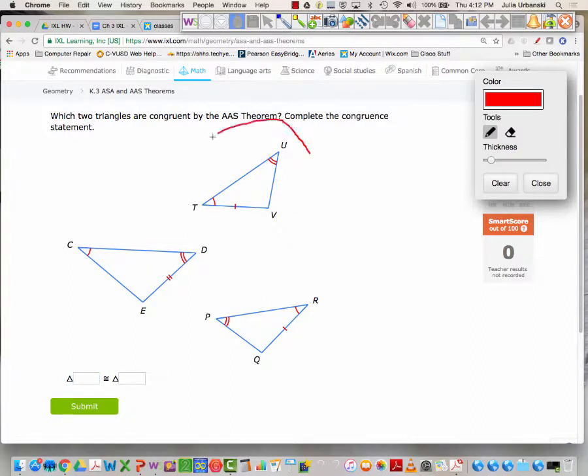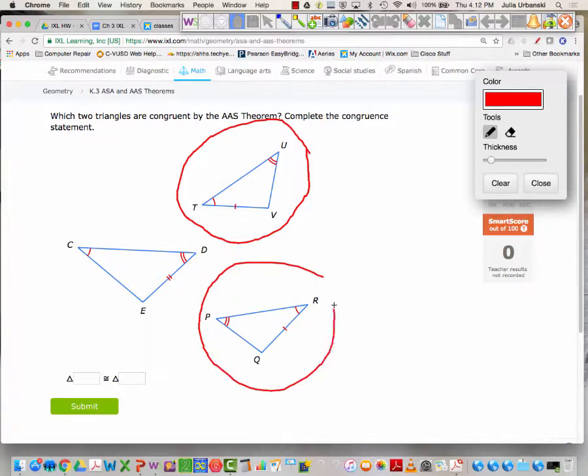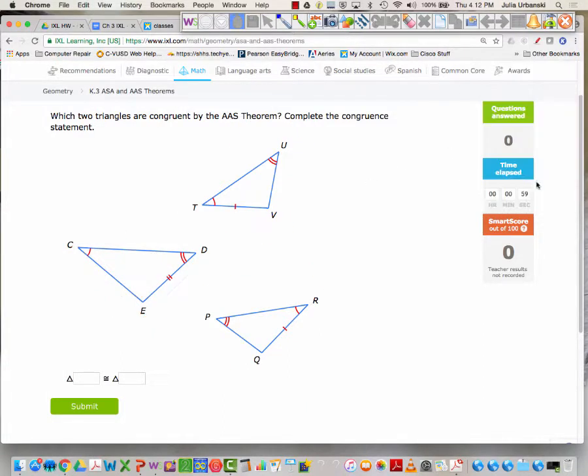So I'm going to be looking at this triangle and this triangle. These are the ones that are congruent to each other. This one doesn't match either of them. Okay, so when I'm looking at this, the angle matches this angle, and then this side matches this side, and that makes, up here it goes, angle, side. So to be able to write it out, you have to put things in the right order. That's the trick to these kinds of problems.